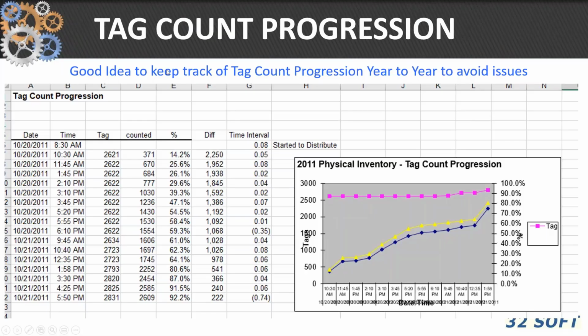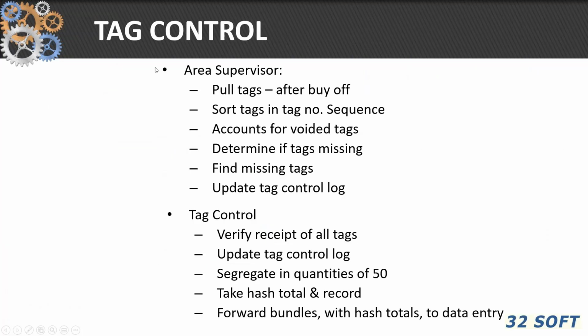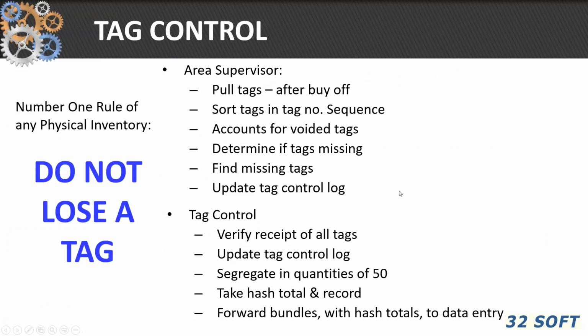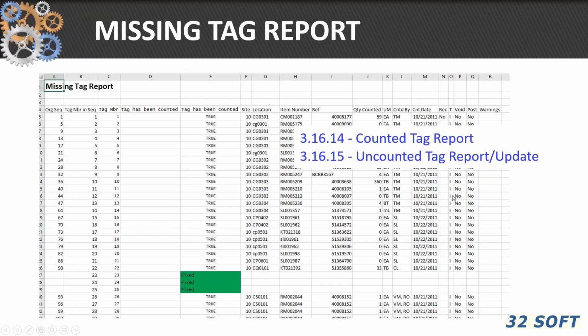Tag control. I always like to keep track of the tag count progression so that I know what time tags are out. You can see here that there was a rush to get things done. That's always a good tool to maintain. The area supervisors are responsible for their tags. As I said, the number one rule of physical inventory: don't lose tags. If you do, I've seen physical inventories cut off, ordered to stop, and you redo it. Well, that costs a lot of money. I've seen people fired for losing tags.